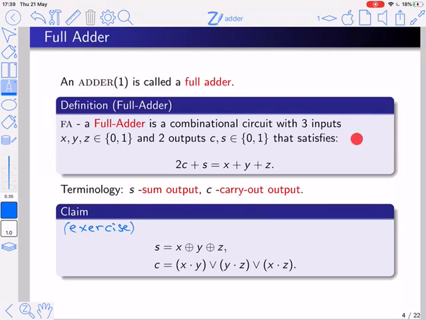Now, you could implement a full adder any way you wish, but here's a suggestion on how to implement a full adder. The S, the sum bit, is simply the XOR of the inputs. C, the carry out bit, is the OR of the three products, XY, YZ, XZ. We often refer to S as the sum output and to C as the carry out output of a full adder.